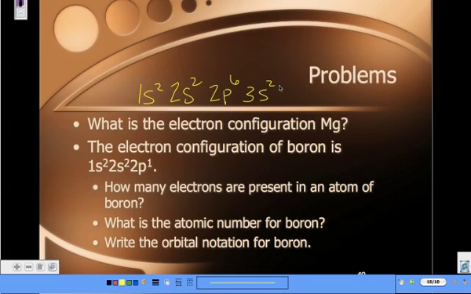A way you can check yourself is the superscript should add up to 12 because we know there's 12 electrons. So 2 plus 2 is 4 plus 6, 10 plus 2, 12. So we do have the right number of electrons.